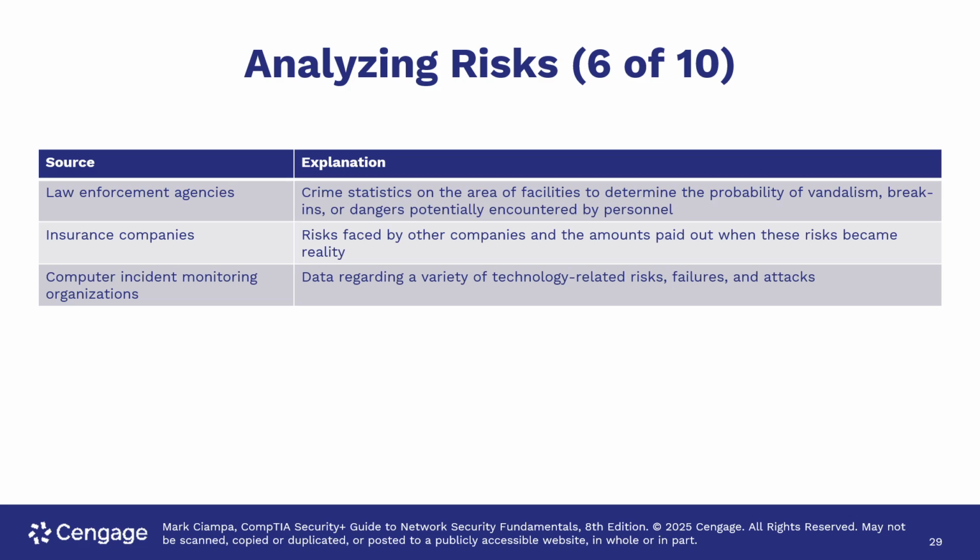So, law enforcement agencies provide crime statistics of the area of the facilities to determine the probability of vandalism, break-ins, or dangers potentially encountered by personnel. Insurance companies know the risks faced by other companies and the amounts paid out when these risks became reality. Computer incident monitoring organizations have data regarding a variety of technology-related risks, failures, and attacks.